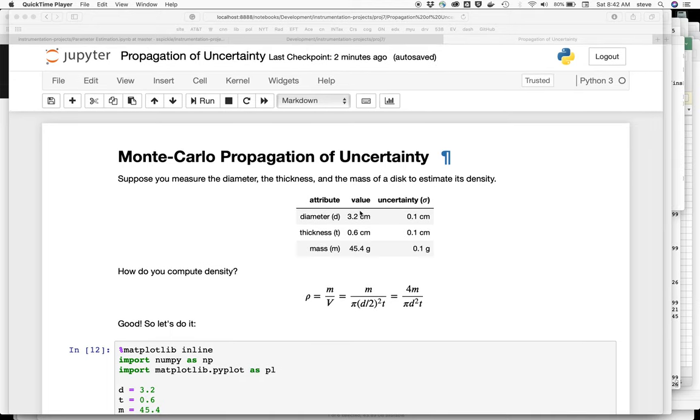Hey guys, welcome back. I wanted to go over another approach to propagating uncertainty, which is actually very easy, very effective, and very general. So the notion is this.